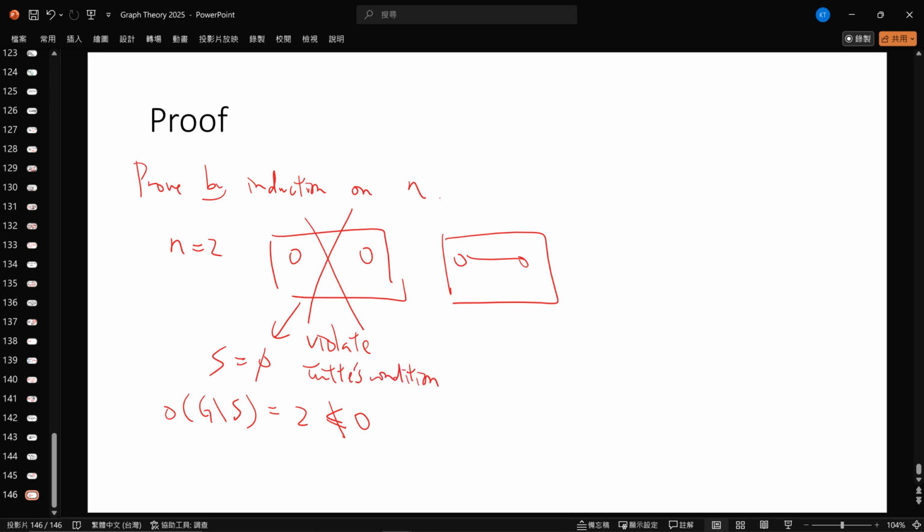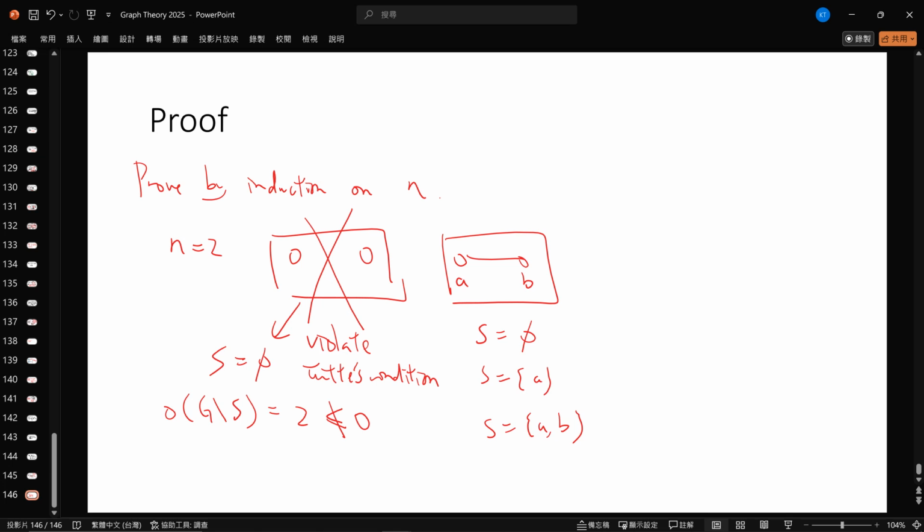Okay. So how about this one? Does this graph satisfy Tutte's condition? I think it's easy to check. Because this is a symmetric graph, you can remove A or remove B. They have the same effect.